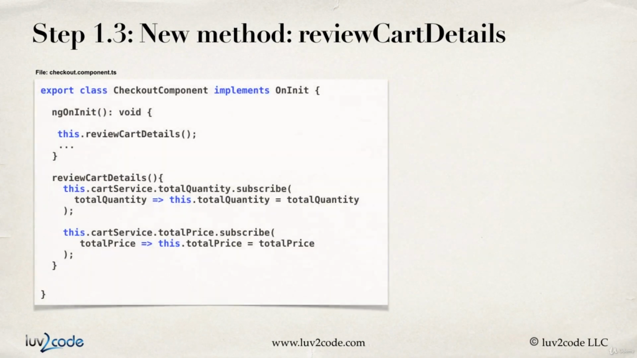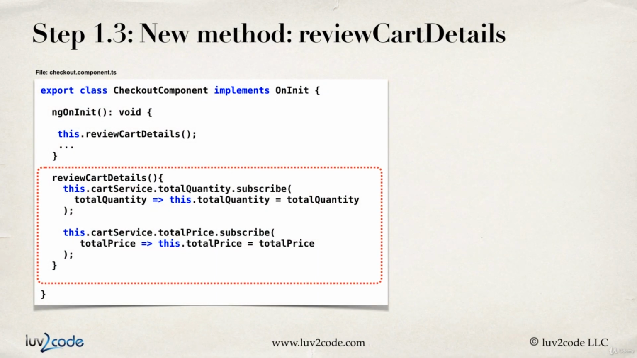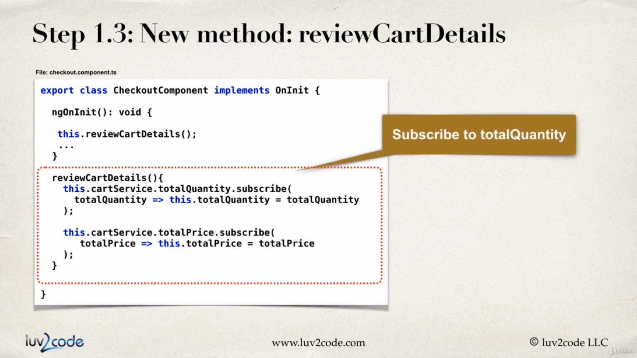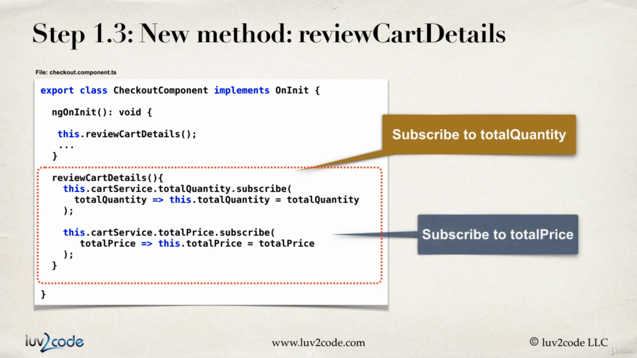And then in step 1.3, we actually write the code for the new method, reviewCartDetails. So here's this new method. And all we're doing here is really just subscribing. We subscribe to the total quantity, and then we also subscribe to the total price. So we have 2 subscriptions set up to listen to events off of those 2 different subjects.